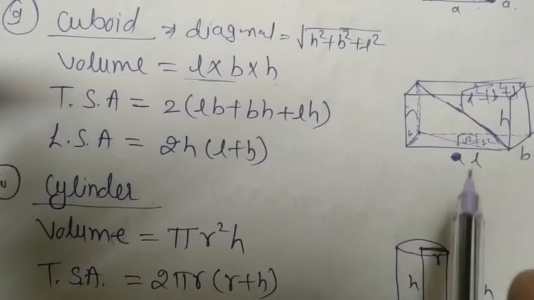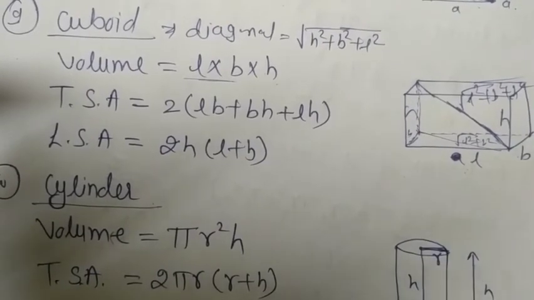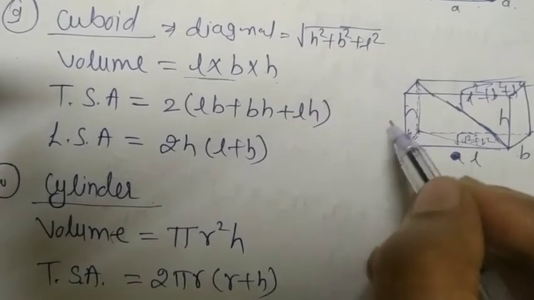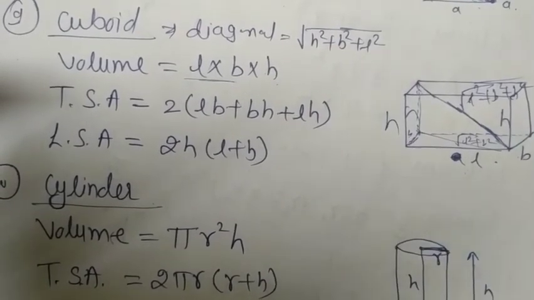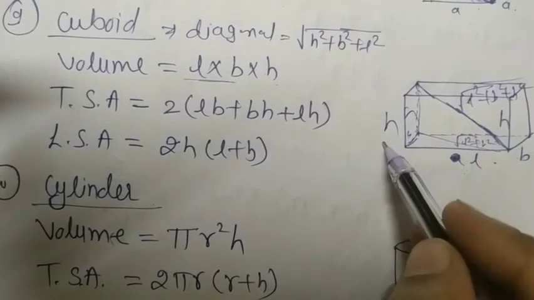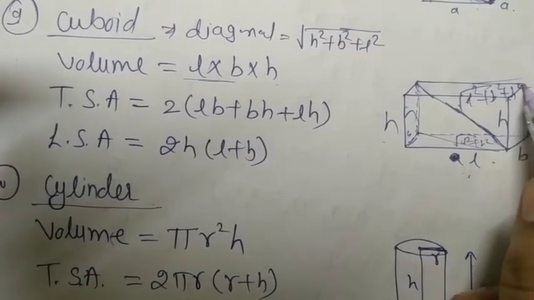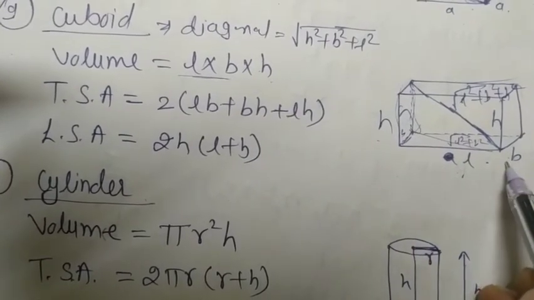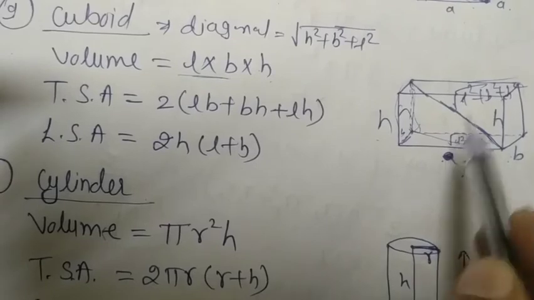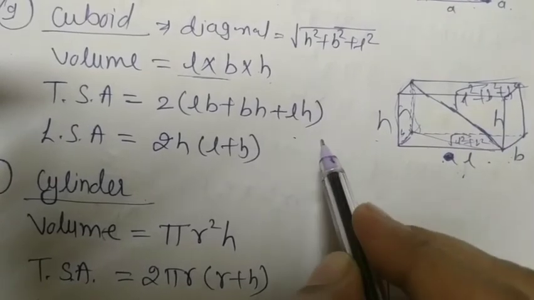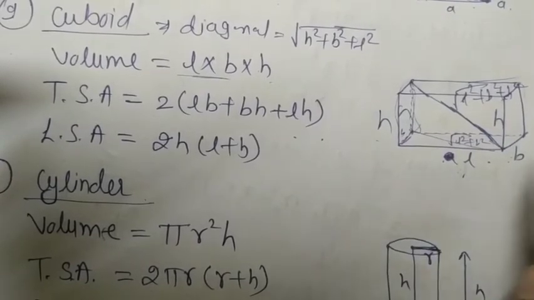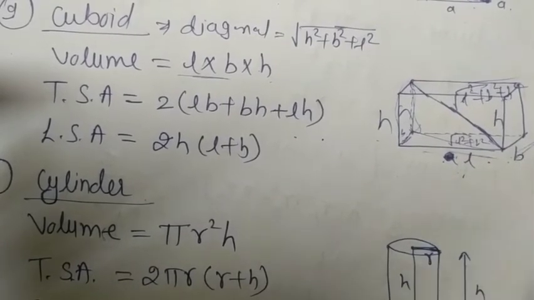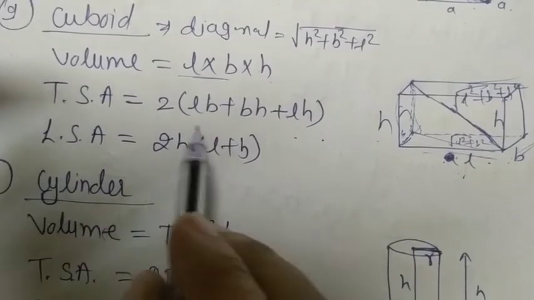Total surface area means the area of all 6 faces. This front face is H into L, and the back one is also the same, so 2 times L into H. This side and this side is 2 times B into H. And the upper and bottom parts are 2 times B into L. So thus the total surface area is this.